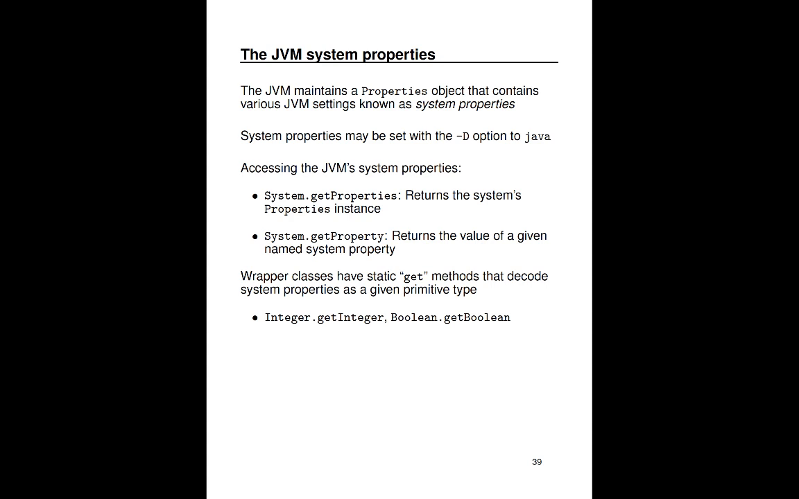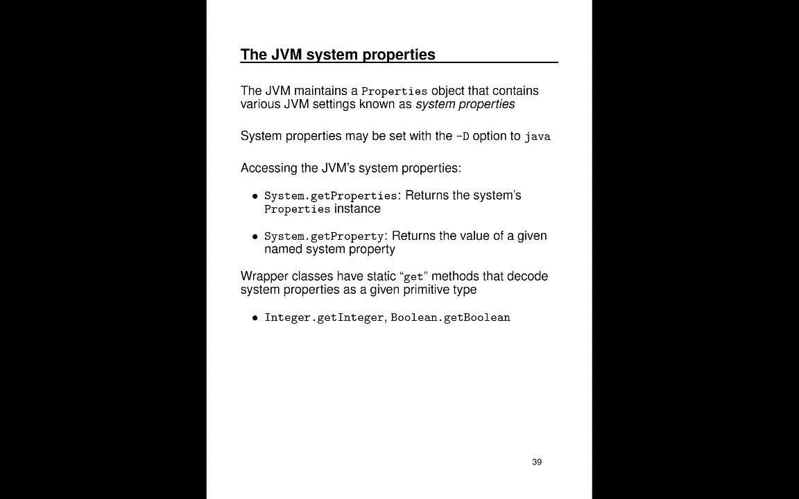There's an interesting instance of properties that's called the system properties. These are configuration options or just demographic information about a Java virtual machine that are all available via this particular instance of properties. System properties, many of them are set by the JVM itself, internally as it starts up, but you can also specify your own system properties by using the -D option to the Java command when you run the Java virtual machine. We'll see an example of that shortly.